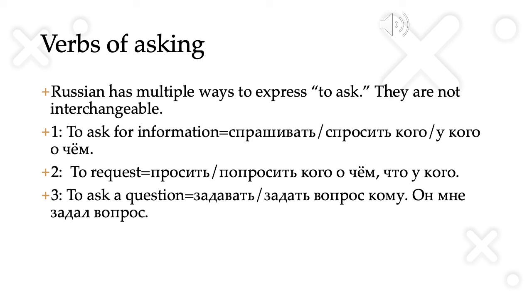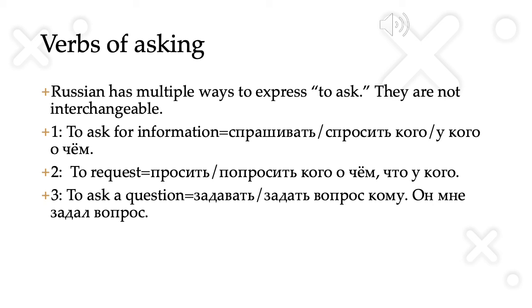If we want to request something from someone or ask something from someone, we can use у plus genitive. So the example that we have in the textbook is Я попрошу у родителей денег. I'll ask my parents for some money. We could also say Я попрошу родителей подарить мне деньги. I will ask my parents to give me some money as a gift. Or Я попрошу родителей дать мне деньги. I'll ask my parents to give me some money.